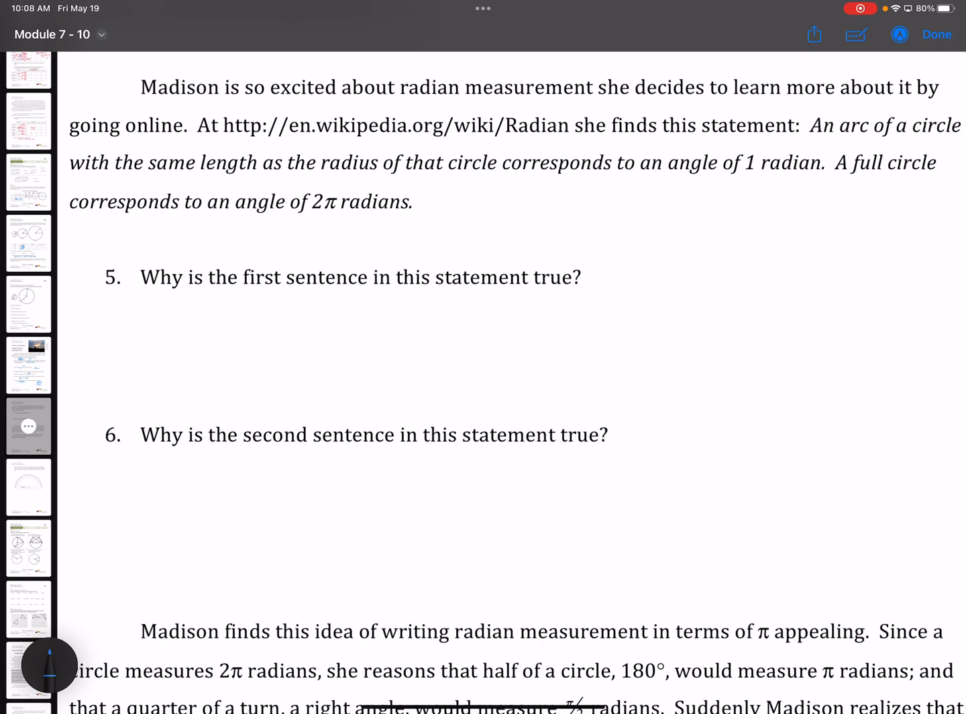She finds this statement: an arc of a circle with the same length as the radius of the circle corresponds to an angle of 1 radian. A full circle corresponds to an angle of 2 pi radians.